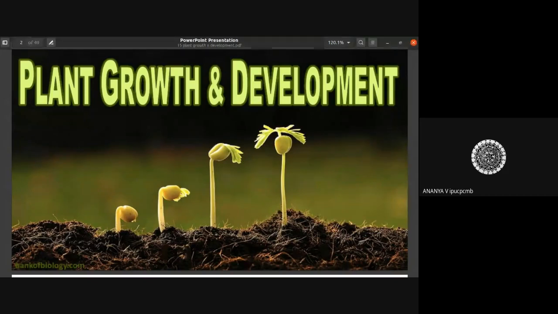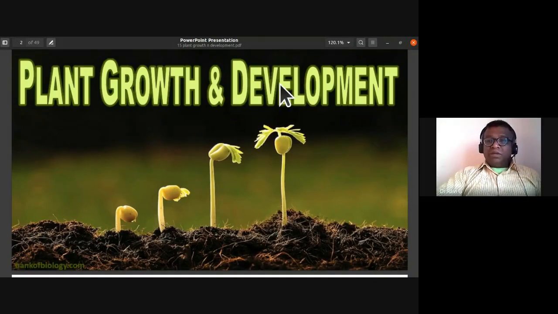Okay. In today's topic, we are going to discuss plant growth and development. In the background, you can see the germination of a seed. They are growing and developing. From the cotyledons, at the initial level of seed germination, the radicle enters into the soil and is going to form the taproot system. Since it is a dicotyledon seed, the cotyledons are above the ground, so you can notice epigeal germination.